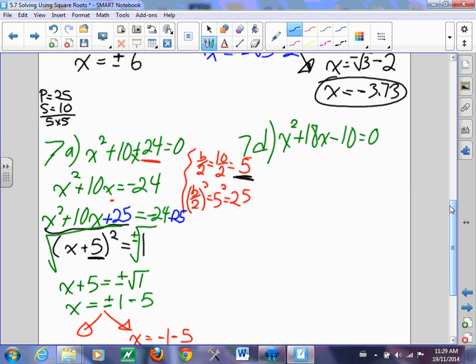First thing, taking a look at our trinomial. Negative 10 isn't a perfect square, so we're going to put it over the other side. So we go x squared plus 18x equals 10. Now to find that third term that will help us create a perfect square, we have to take our b value, divide by 2. So that's going to be 18 divided by 2, which equals 9.